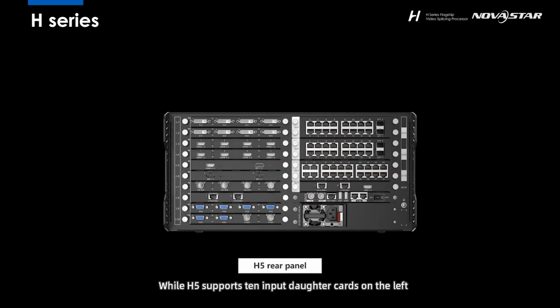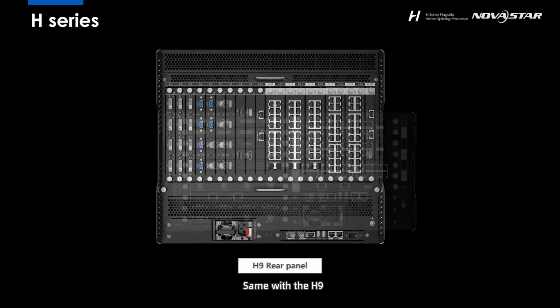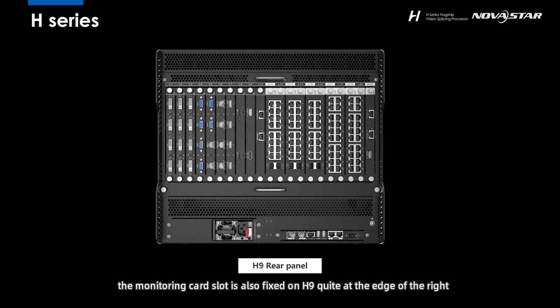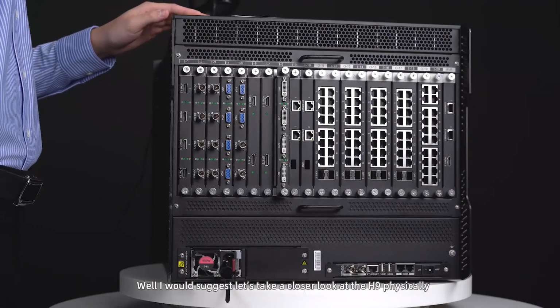H5 supports 10 input daughter cards on the left and 3 output daughter cards on the right. And you can spot that here on the H5, the monitoring card doesn't share a common card slot with input card anymore. Same with the H9, the monitoring card slot is also fixed on H9 quite at the edge of the right. Well, I'd suggest let's take a closer look at the H9 physically.